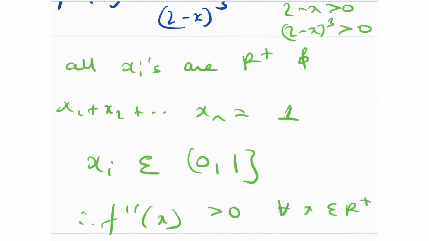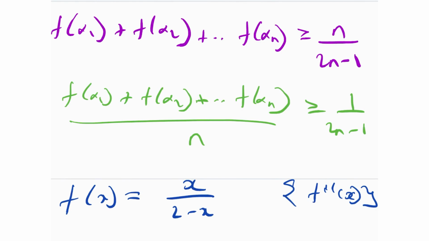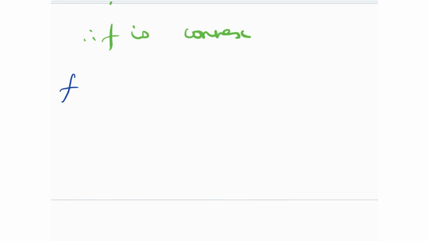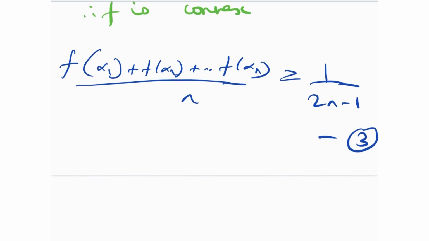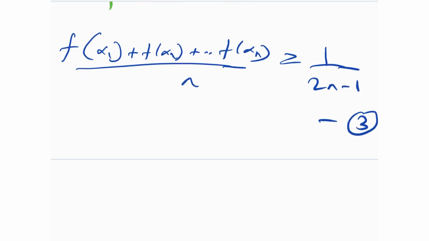Okay, so now that we have proved that it is convex, we can apply Jensen's inequality over here. What I marked over here, let me just write this down again. So equation number 3 or result number 3, we had f of alpha 1 plus f of alpha 2 all the way up till f of alpha n divided by n is greater than or equal to 1 by 2n minus 1. This is again to prove. This is the thing that I marked as number 3.